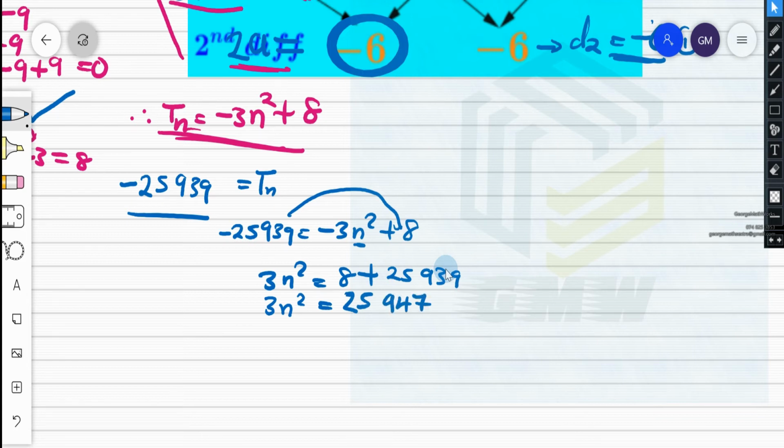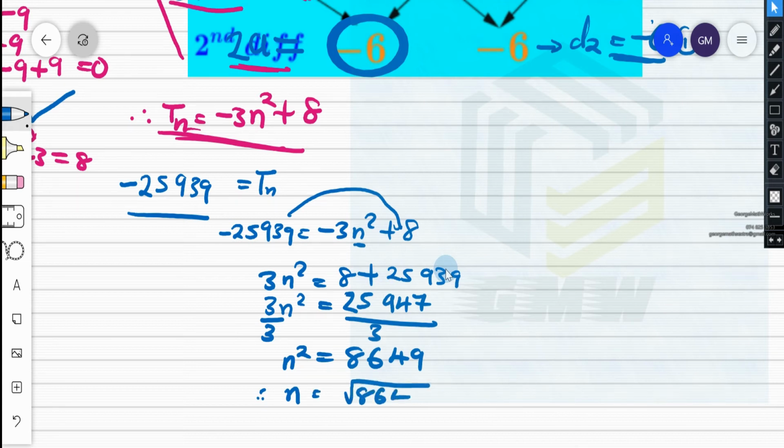Now I want to find n, so I have to divide both sides by 3. If you do that, you will end up getting n squared is equals to, again you punch this in a calculator, to give you 8,649. Now therefore, for me to get n here, I have to take the square root of 8,649. I am not putting plus or minus here because n is a position and also at times is referred to as the number of terms.